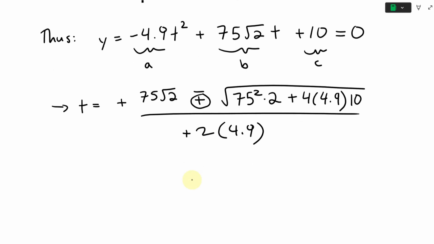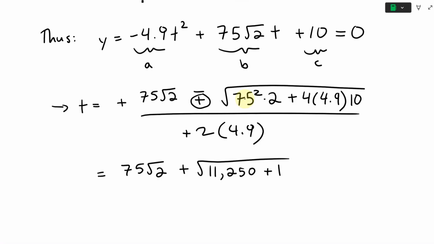So what we end up having is, let's simplify it even further: 75 times square root 2 plus, and then the calculus book just calculates this out. 75 squared times 2 is actually going to equal 11,250. Yeah, so 11,250 plus 4 times 4.9 times 10, that's 4 times 49. It's actually going to be 196. And I'll do a calculation check soon with my built-in OneNote calculator. 196, like that. And now divided by 2 times 4.9, that's just 9.8.